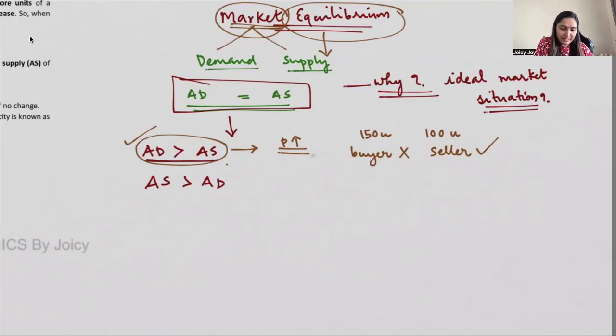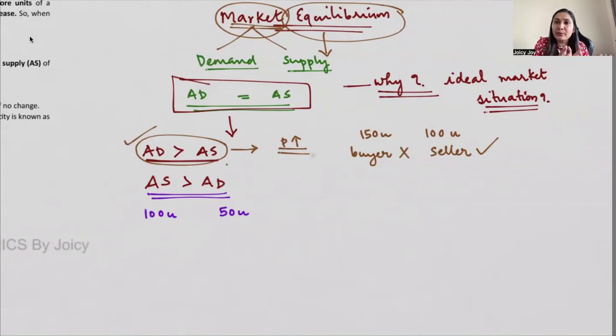Now let's take the second situation, where aggregate supply is higher than aggregate demand. Let us take, for example, that the aggregate supply is 100 units, whereas the demand is only 50 units. Again, imagine yourself as a seller. You have 100 units of a commodity to sell, but the market in total is demanding only 50 units from you, which means another 50 units is left with you as stock, which means it's not getting sold out. So what will you do? You want to clear your stock.